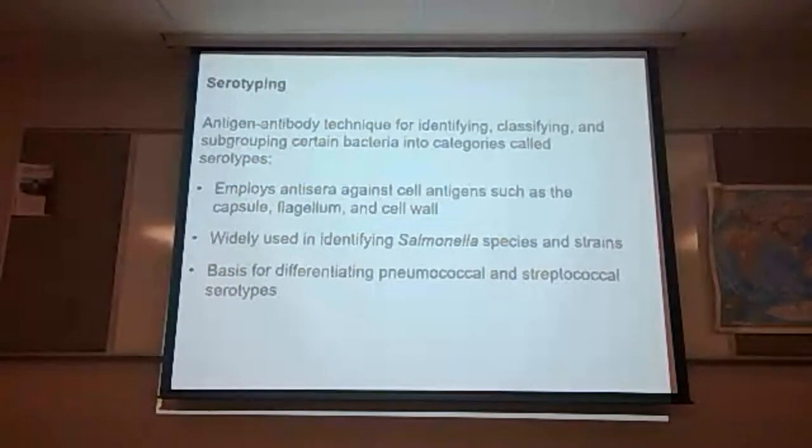Serotyping is an antigen-antibody technique for identifying, classifying, and subgrouping certain bacteria into categories called serotypes. It employs antisera against cell antigens such as a capsule, a flagella, and a cell wall. It is widely used in identifying Salmonella species and Salmonella strains, and it is the basis for differentiating pneumococcal and streptococcal serotypes.